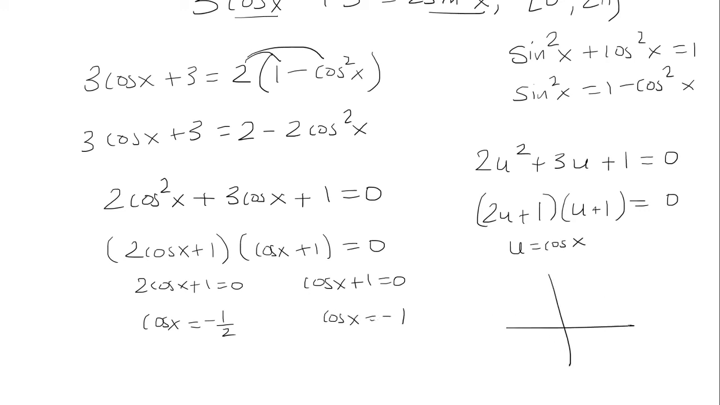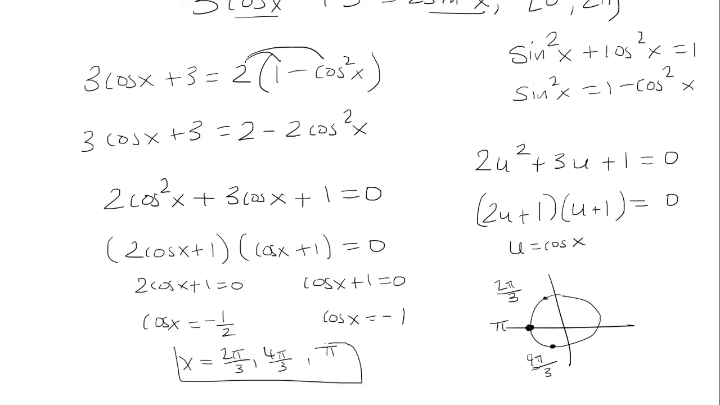Let's draw a unit circle just so we have a good idea of when cosine is negative 1/2 and negative 1. Because they're both negative, we know that we're going to be in the second and third quadrant. So cosine negative 1/2 is going to be up here somewhere and down here. So this is going to be 2 pi over 3 and 4 pi over 3. And the cosine is negative 1 only at pi. Okay. So we just need to combine these three answers to see when the original equation was equal.